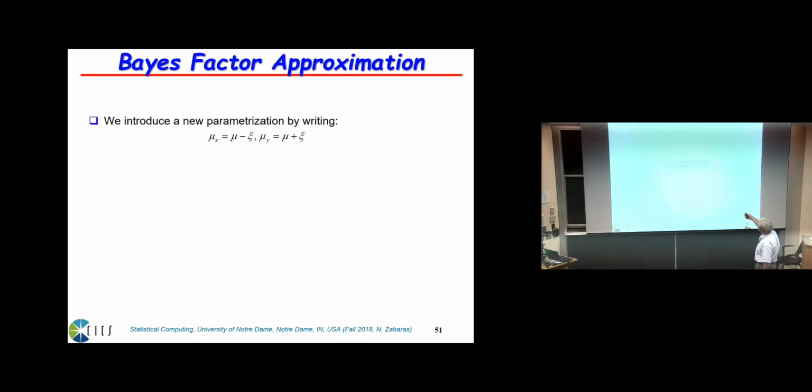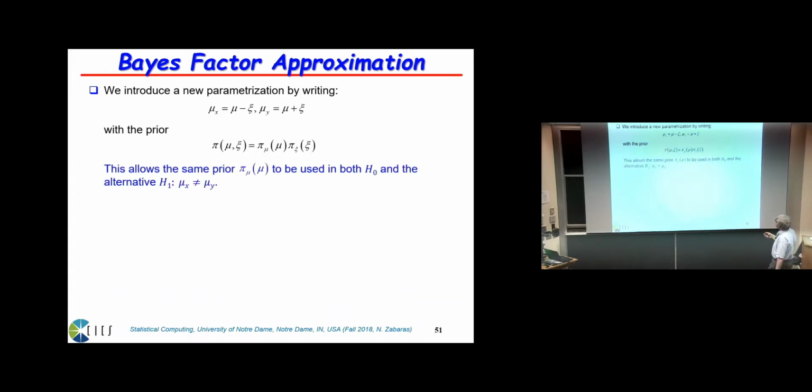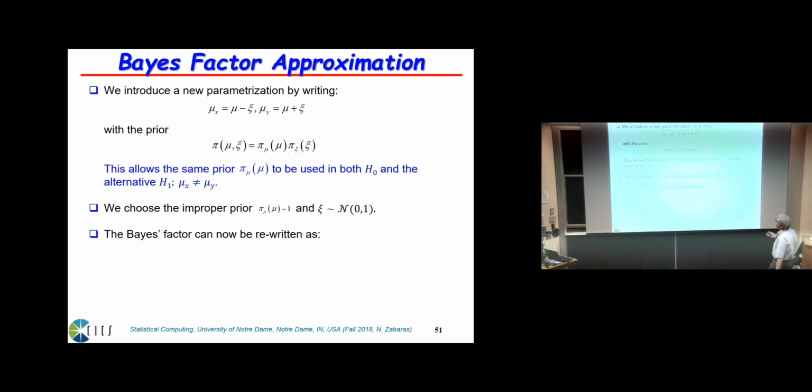By doing this trick, it will allow me to put the same prior on this mu as I would put on the mu in model H0. So for model H1, the priors will be written as this prior on mu, which is what I will use in model H0, plus the prior on xi, okay? And I am going to take xi to be a standard normal, and the prior I'm going to use for mu is going to be a uniform prior. So it's basically an improper, uninformative prior.